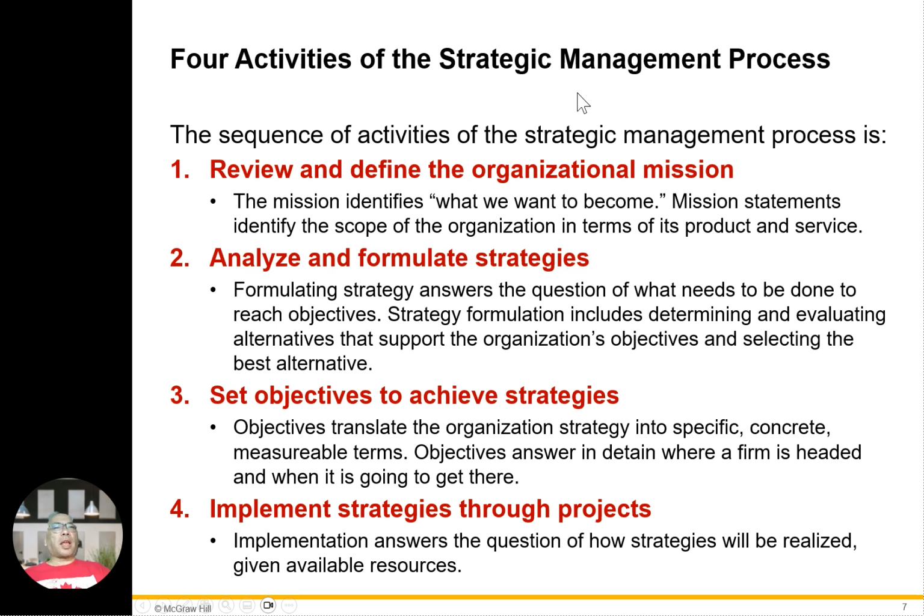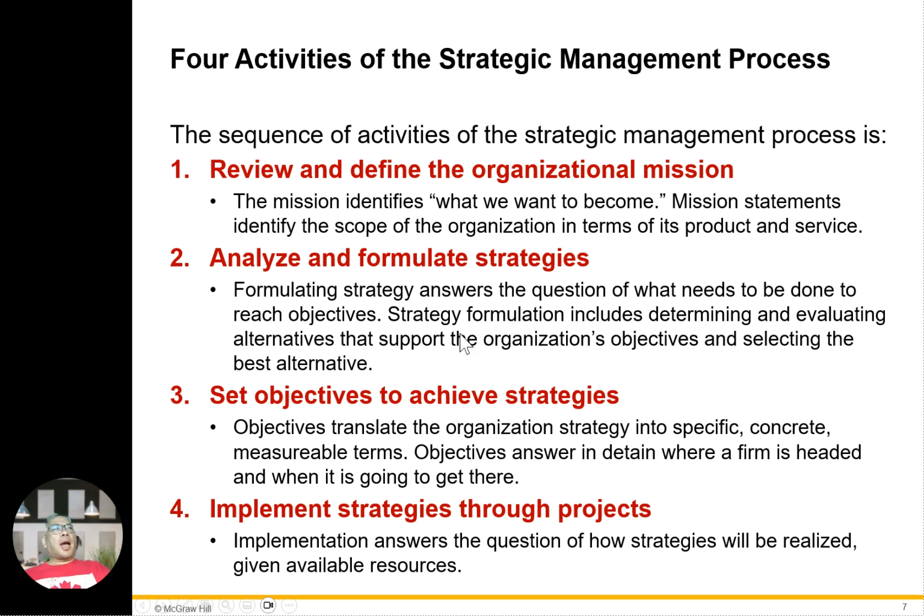There are four activities of the strategic management process. These are the sequence of activities. Number one, review and define the organizational mission. The mission is what we want to become. The mission statement identifies the scope of the organization in terms of its products and services.